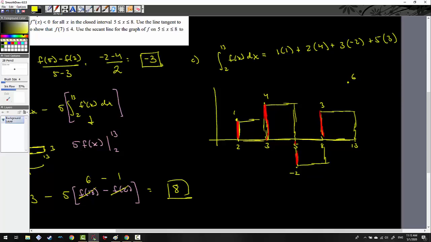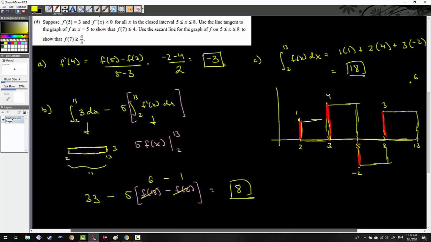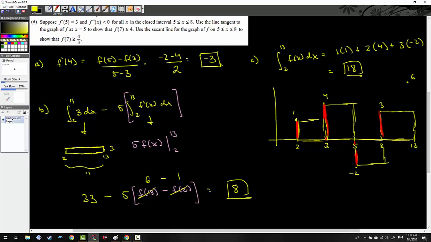And again, you can just leave it like this. Remember, on the AP exam, they're not going to expect you to simplify. But if you wanted to simplify the whole thing, you would get 18. So hopefully A, B, and C are good. It's really D that goes down in infamy with this problem. If you need to, pause and get these answers down, and we will come back with D.